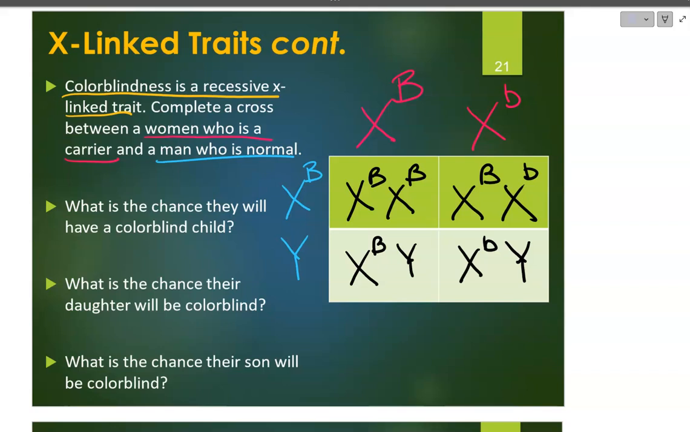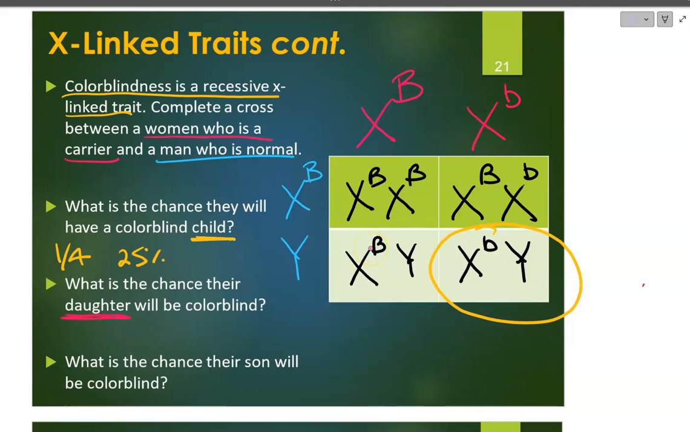Now, we have 3 questions here about the children. So out of the 4 children, because it's asking about the child, so out of the 4, how many of them would be colorblind? So this is the only one that would be colorblind. So that'd be a 1 out of 4 or a 25% chance they would have a colorblind child.